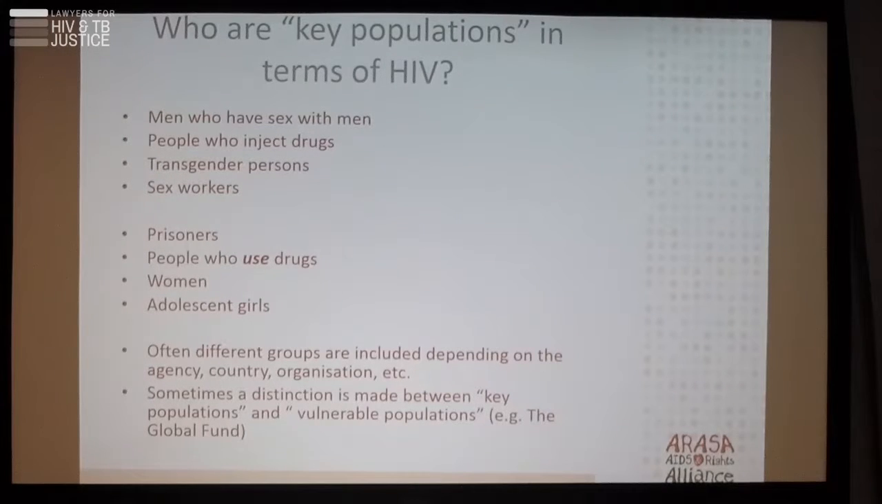Some people, instead of people who inject drugs, say more broadly people who use drugs, in order to have a more comprehensive group included. In other cases, women as a group in general are included as a key population. And in others, they also list adolescent girls. And in some national documents, I've seen a list that is as long as my 2 arms in terms of who is a key population.